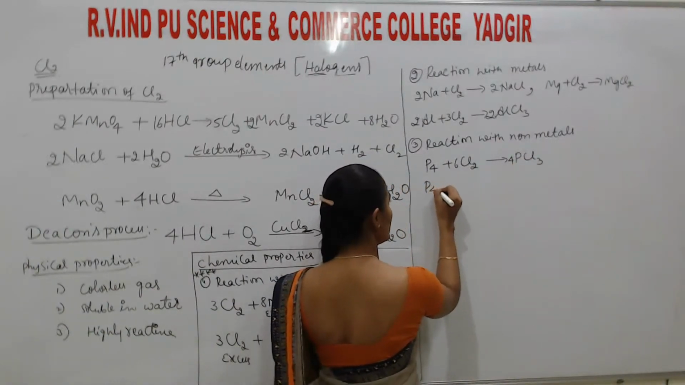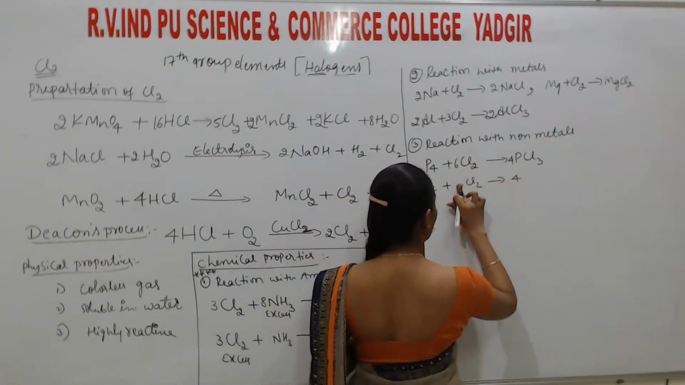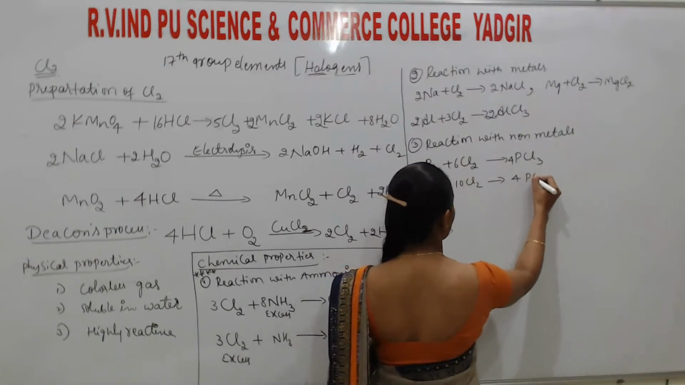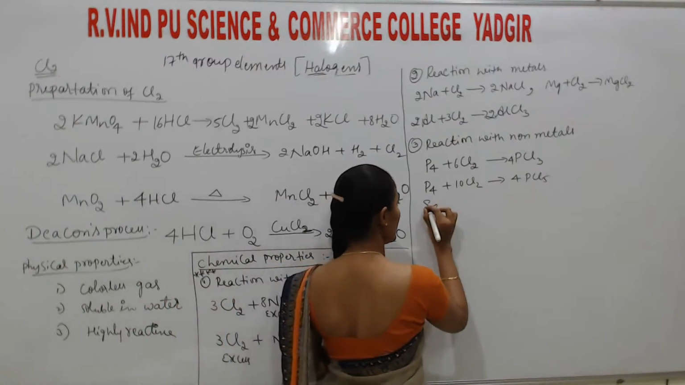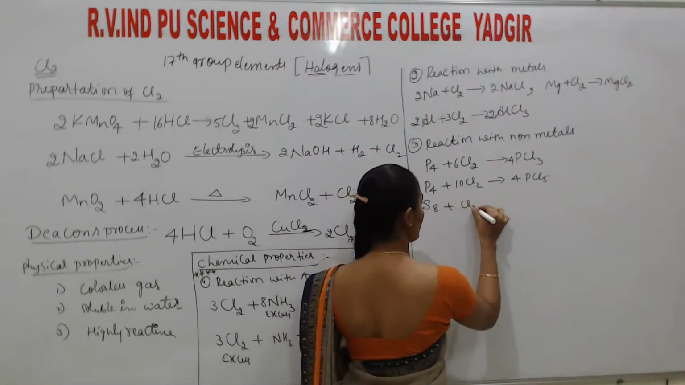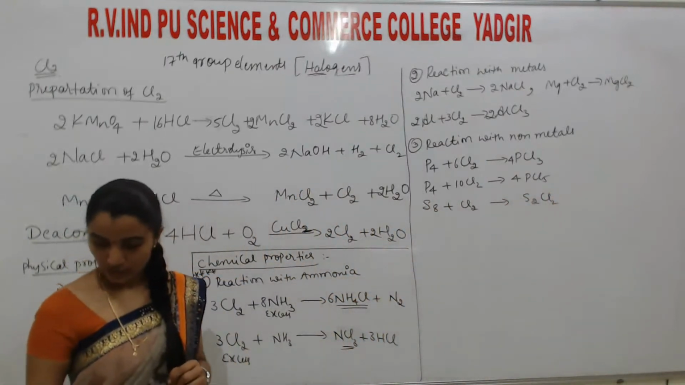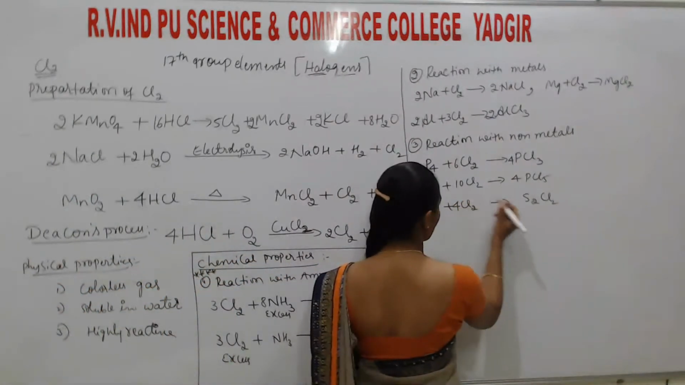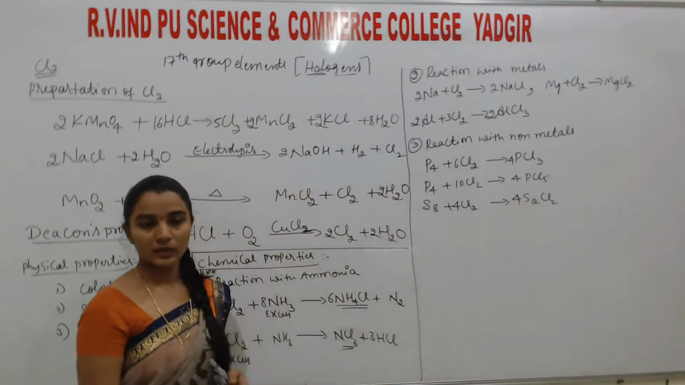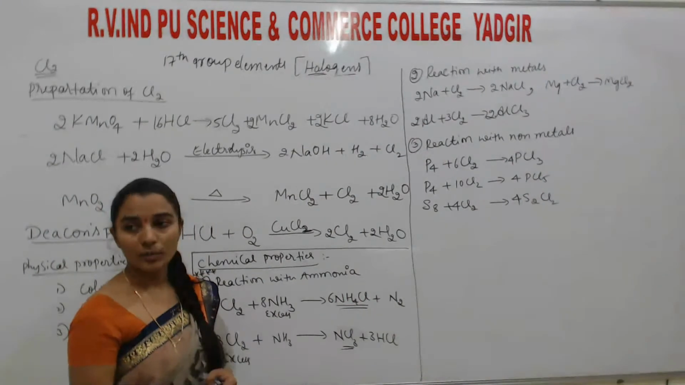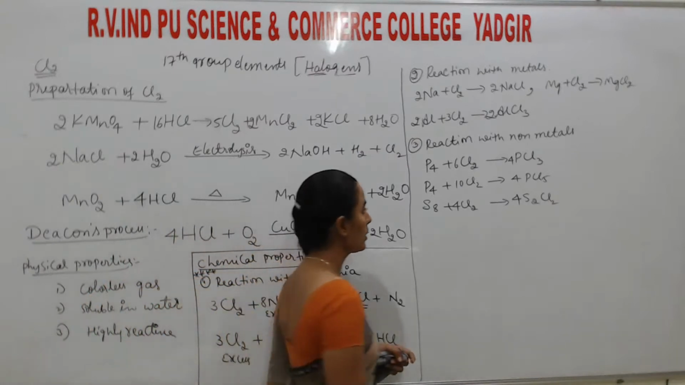Okay, same phosphorus is there. If it reacts with 5 moles of Cl2, it forms PCl5. Then sulfur is there, S8. When it reacts with Cl2, it forms S2Cl2. So this is 4 moles. This one is 4 moles. This is what? Reaction with non-metals. Understand? So the next one is oxidation property.